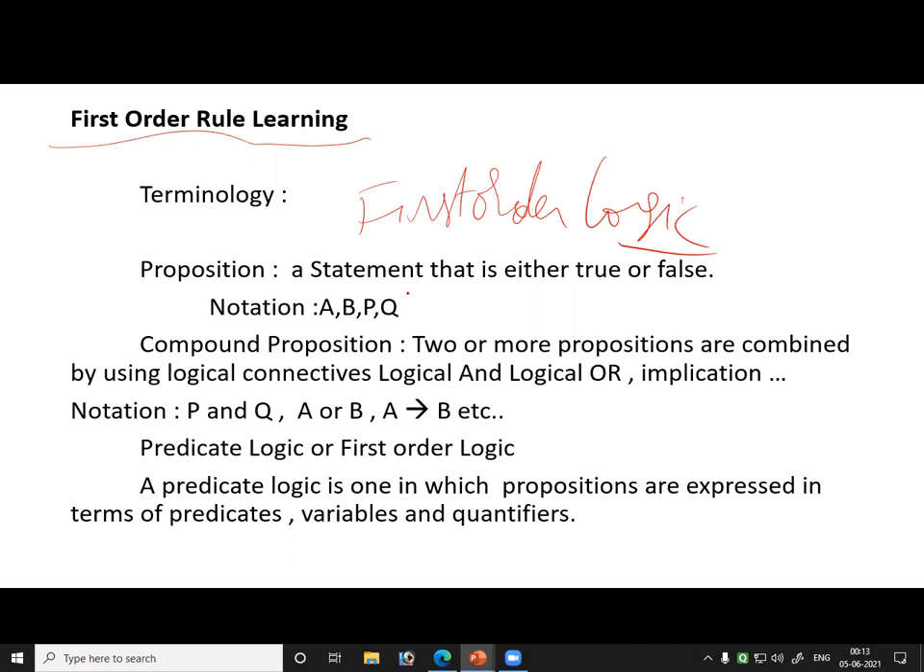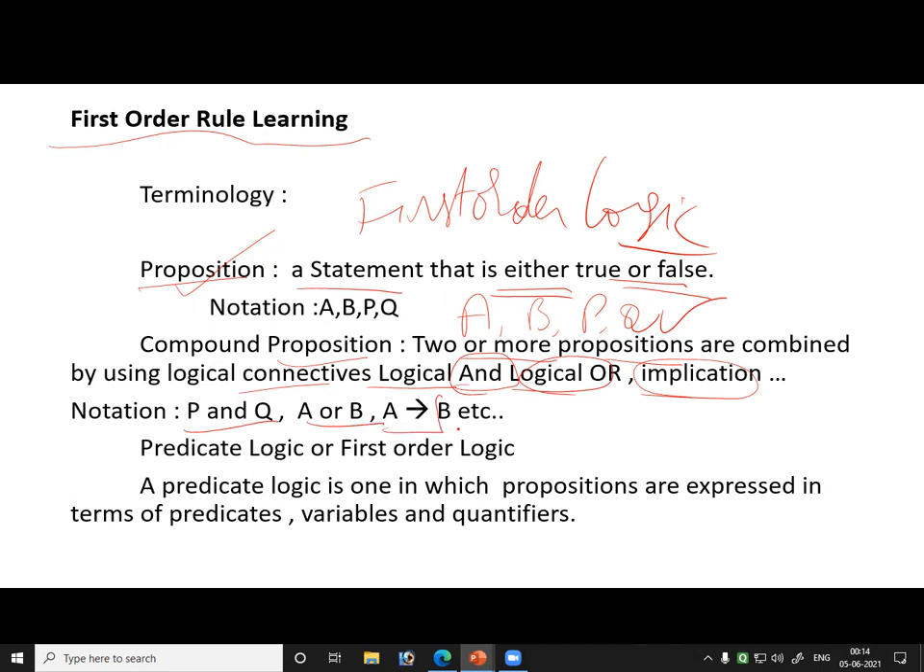A statement that is either true or false is called a proposition. Notation: we generally use A, B, P, Q. What do you mean by compound proposition? Two or more propositions are combined by using logical connectives called and, or, implication, etc. Notation: P and Q, A or B, A implies B. This is called a compound proposition.